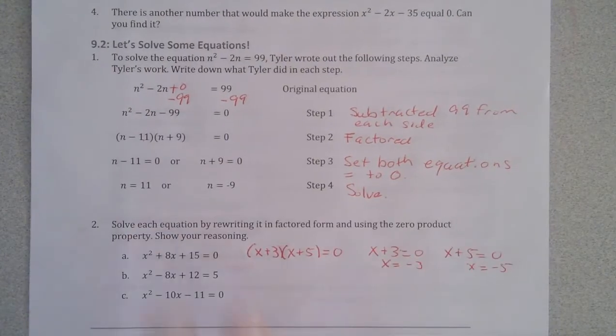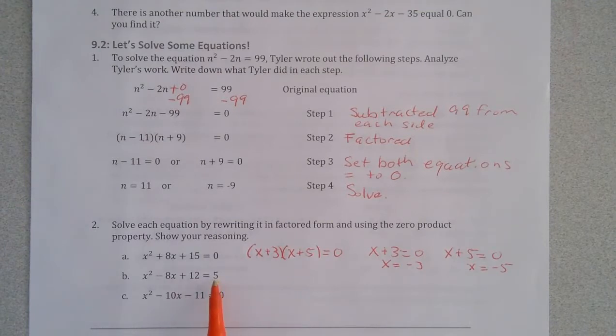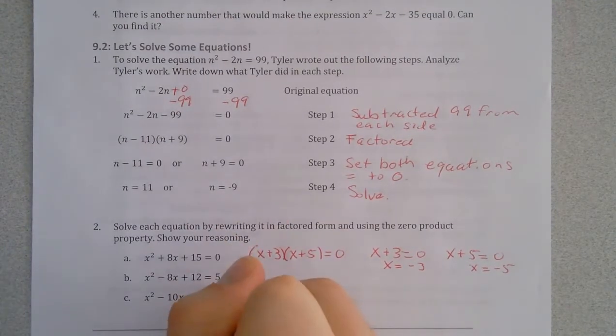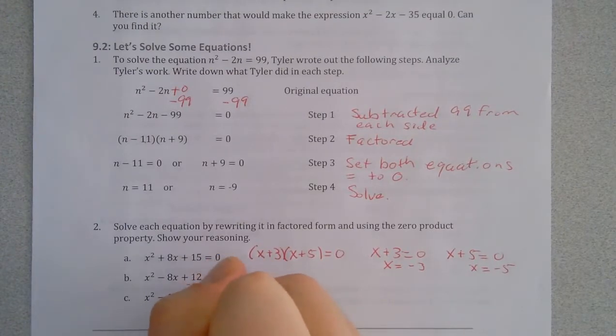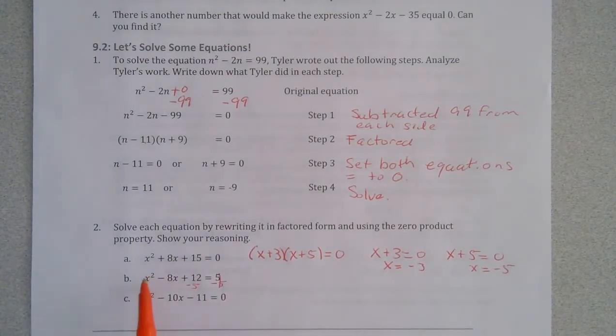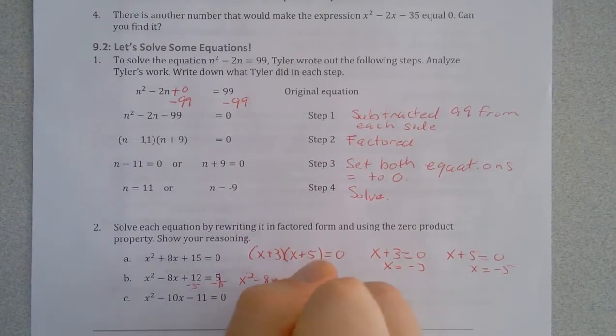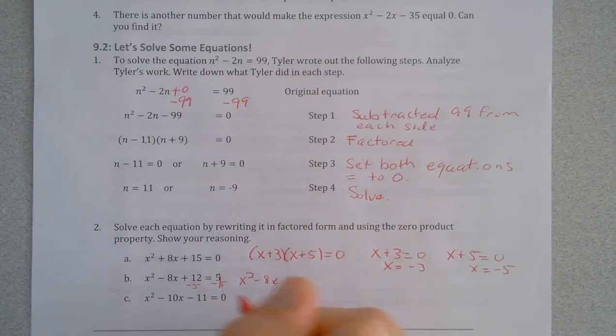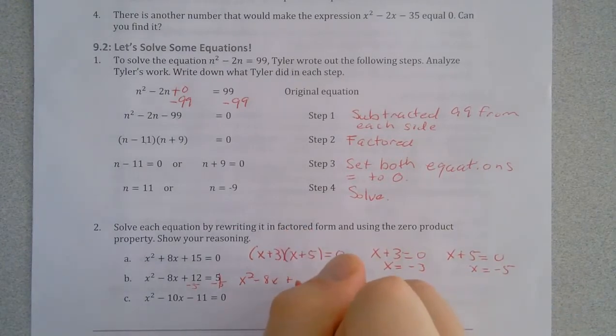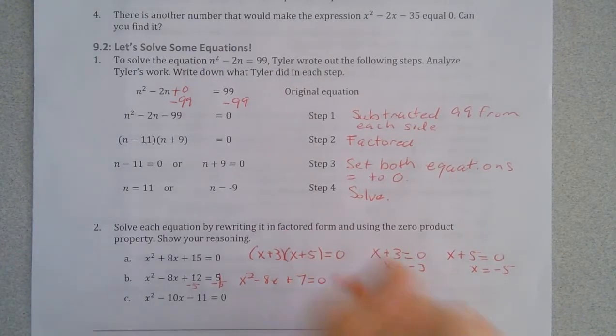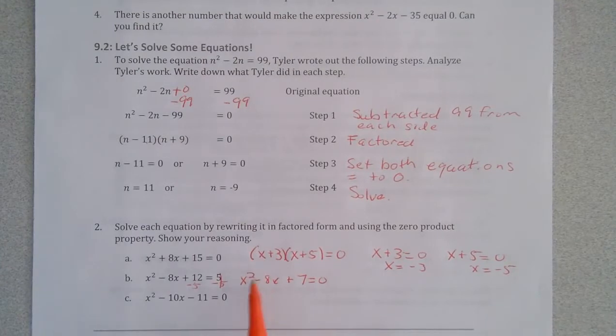So in looking at the second equation, we're going to have to do a little bit of work here because in order to factor an equation, we need it equal to 0. So I'm going to subtract 5 from both sides. And I would have x squared minus 8x plus 7 is equal to 0. And now I need to factor that.